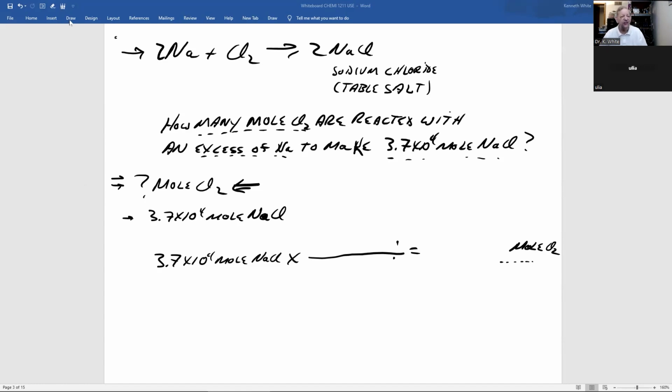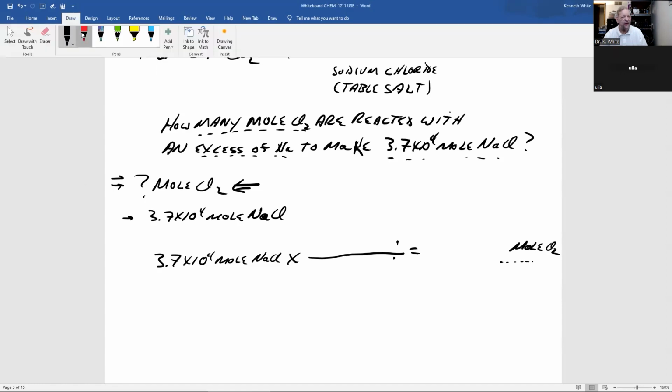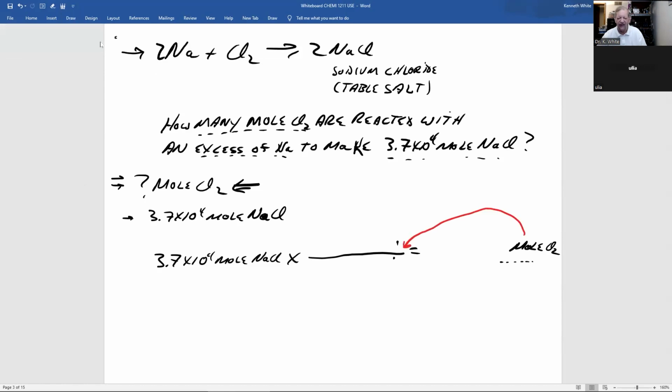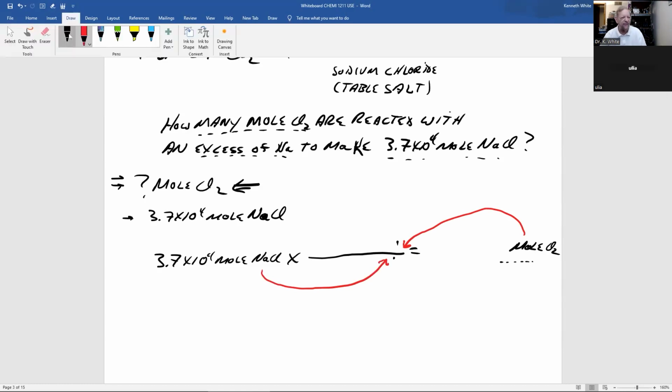And now it's time to use your good friend, unit analysis. Whatever units we want to get to go on top of the ratio. Whatever units we're trying to get rid of go underneath, in the bottom of that ratio. And I'll write that in.